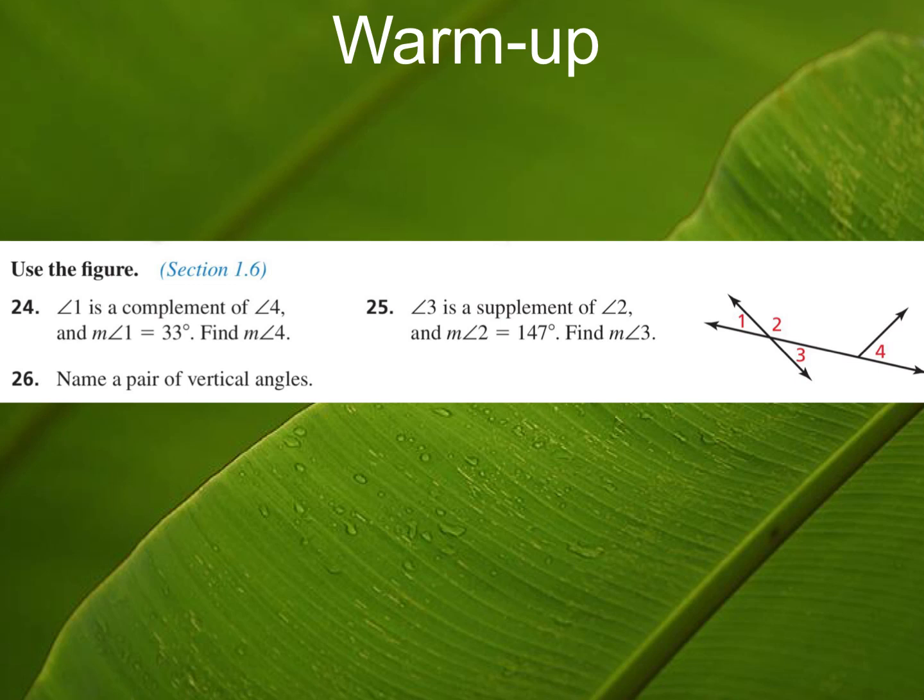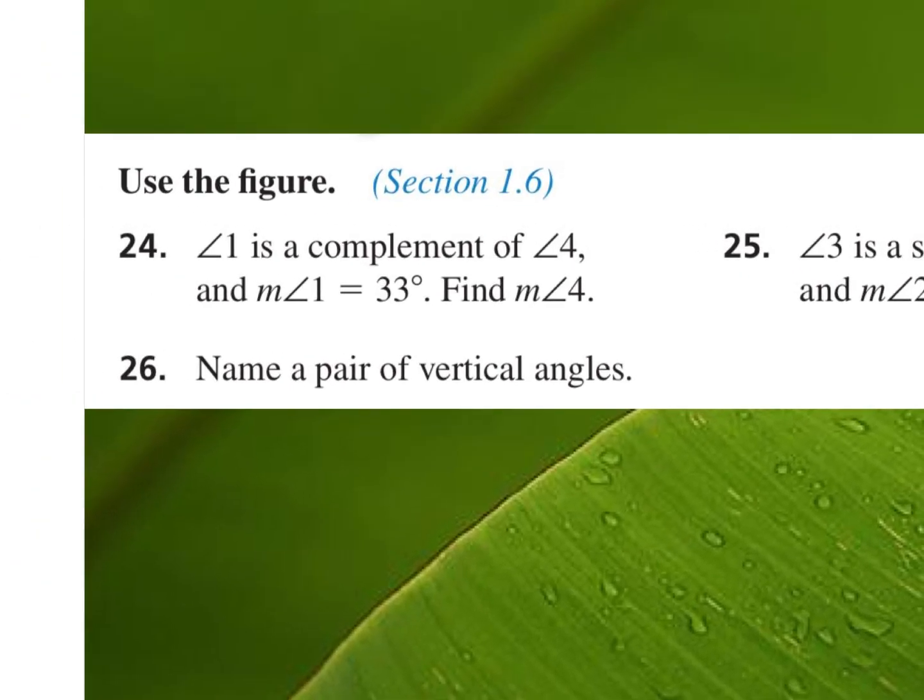This is the warm-up for 2-5. We're doing 2-5? 2-6. Thank you, 2-6. Complementary means what? 90. Good, it means it's a 90-degree angle. So looking at this one, 24, you don't need the diagram. You just have to solve this. So how would I solve this?